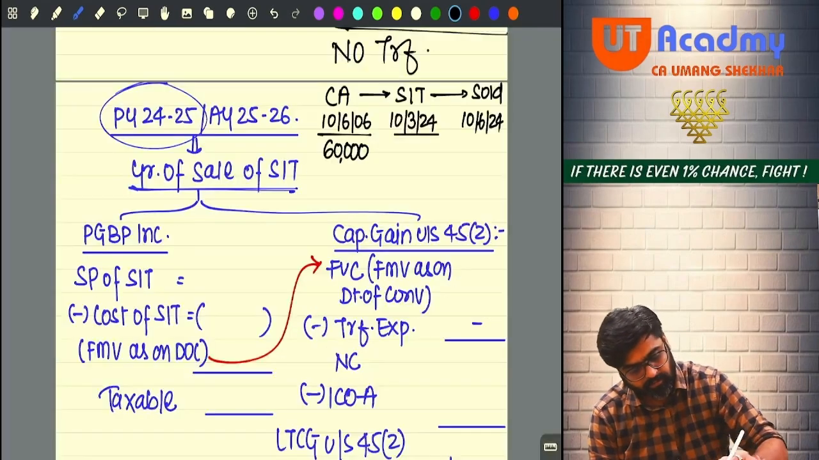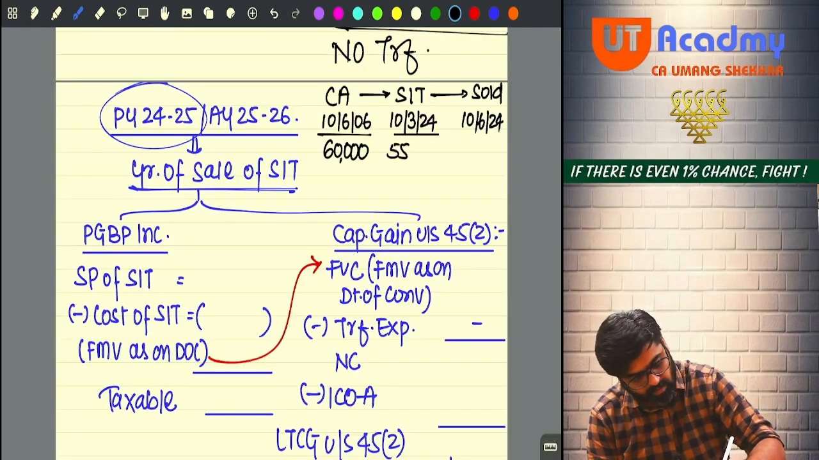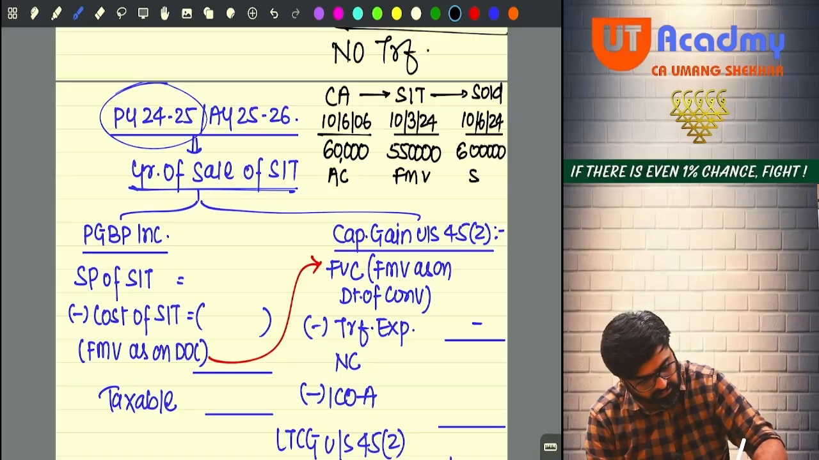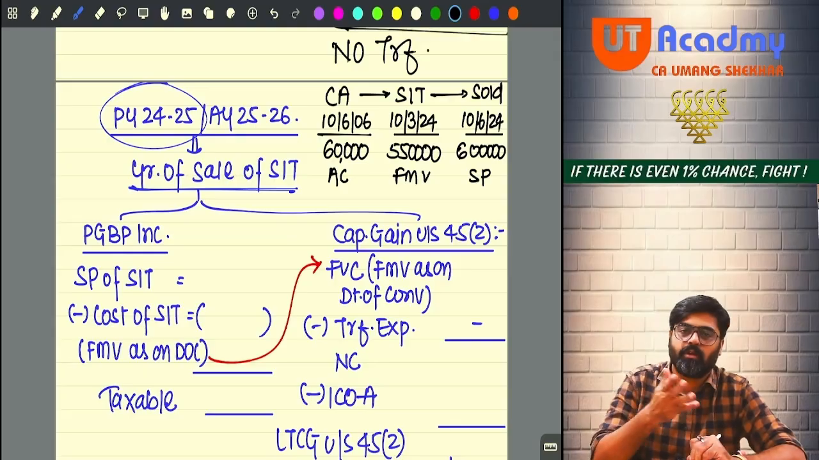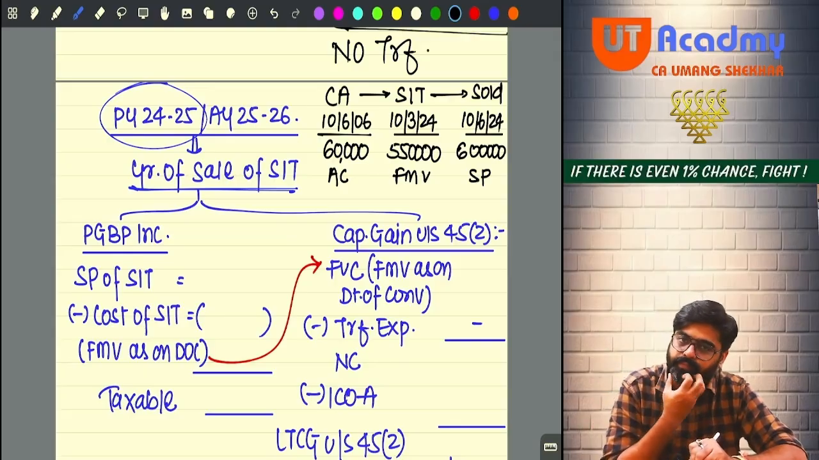It was 550. 550 was the fair market value. This is the actual cost of the capital asset. This is the fair market value, and on 10 June it was sold for 6 lakhs. Can I say 6 lakh was the selling price of my stock in trade? Now these figures will be used to calculate.